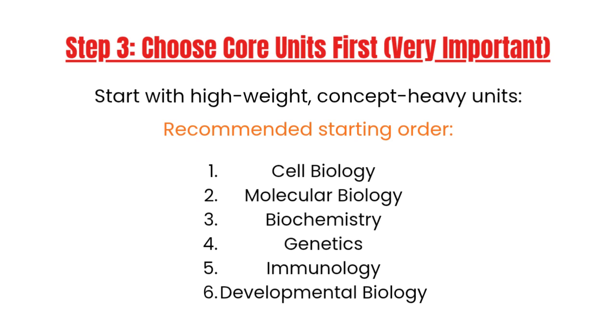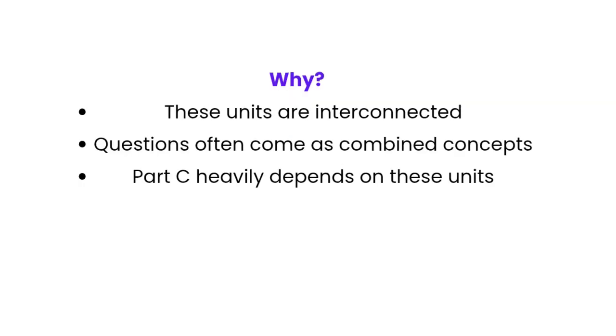Which units to start first? For beginners, always start with high-weight core units. Recommended order: cell biology, molecular biology, biochemistry, genetics, immunology, developmental biology. These units are interconnected and form the foundation of CSIR-NET Life Sciences. Once these units are strong, Part C becomes much easier.